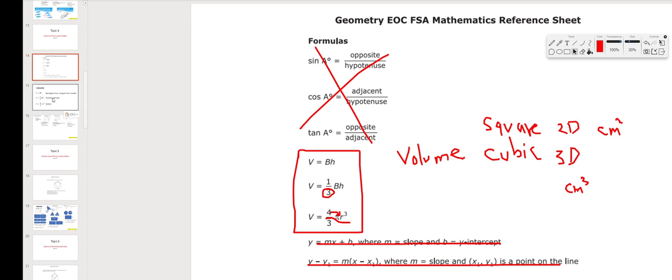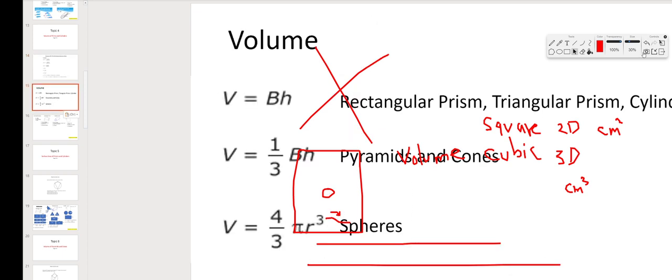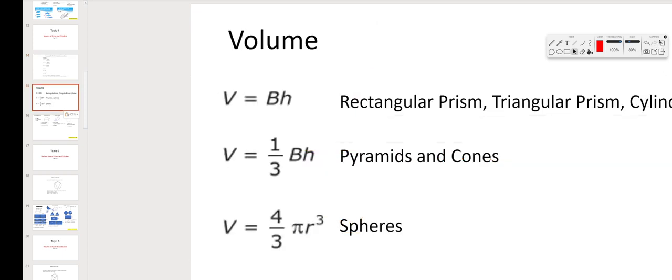Let me take you to the next page. This is where I wrote down for you which are the shapes, and I'm going to show you pictures of the shapes also. When we have V equals big B times H, there are only three shapes you use this formula for. The first is a rectangular prism, which is just a little box. I'm going to show you pictures of that too, but I'm just drawing it quickly. A little box. Then a triangular prism.